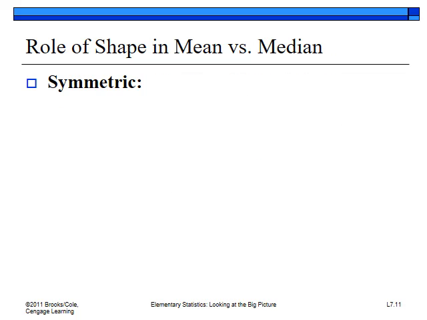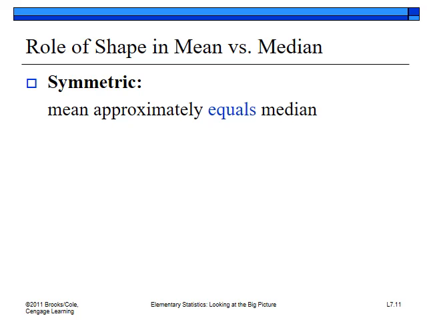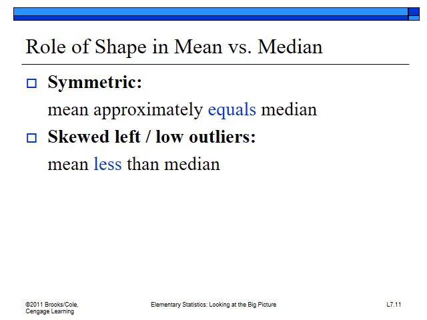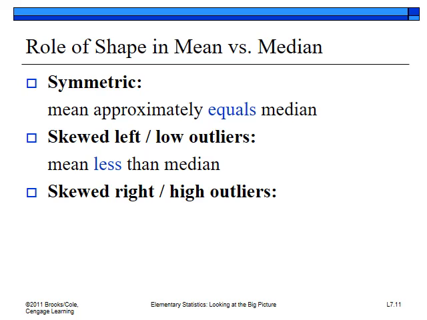To summarize, if the distribution is symmetric, the mean and the median will be about the same. If the distribution is skewed left, because there are low outliers, the mean will be pulled to the left, so it will be smaller than the median. And if the distribution is skewed to the right, the mean will be pulled in that direction, so the mean would be greater than the median.